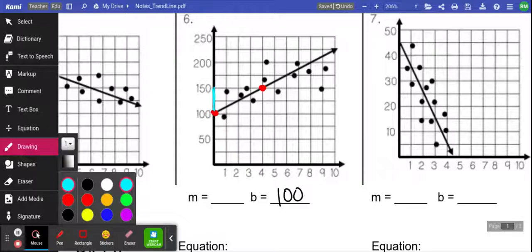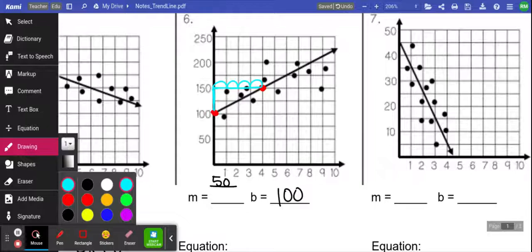I know it looks like 2, but these are in increments of 25. So this is 25, this is 50, 75, 100, 125, 150. So from 100 to 150, we actually moved up 50. So 50 is our top number, not 2. And then how many do we go over? 1, 2, 3, 4. Now let's look down here. Is 4 correct?